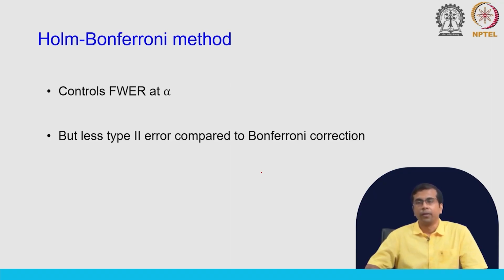Okay. So, this method also controls the family wise error rate at alpha. Okay. So, you want the probability of type 1 error at alpha. You do not want to commit false positive calls, right. And this method actually adopts a certain approach that gives you less type 2 error compared to Bonferroni correction. Okay. So, we will see in a moment how we can get more power and commit less type 2 error compared to Bonferroni correction.